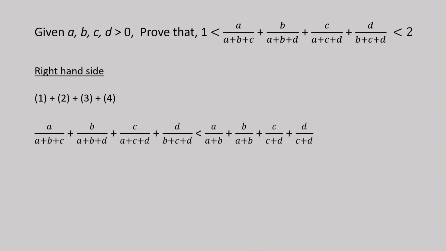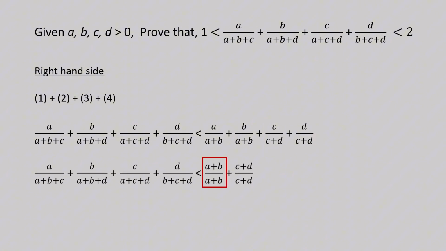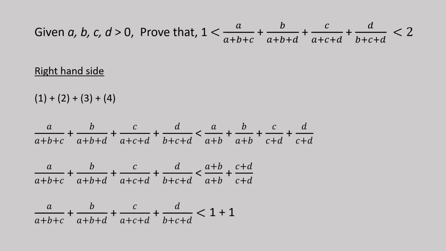Now the first two terms have the common denominator of a plus b, so we can add them up. Similarly, the next two terms have the common denominator of c plus d, so we can add them up as well. We come down to a nice result, a plus b over a plus b plus c plus d over c plus d. It's easy to see that both these fraction terms equal 1, and 1 plus 1 equals 2, hence we're done with the right-hand side of the proof.